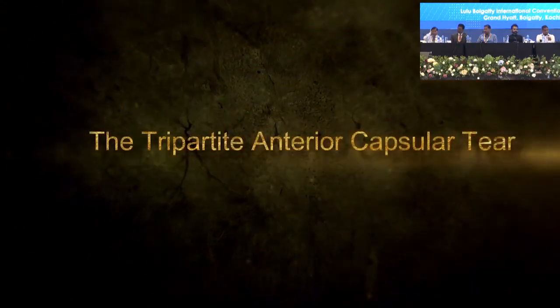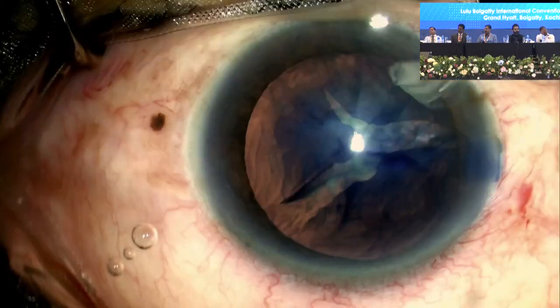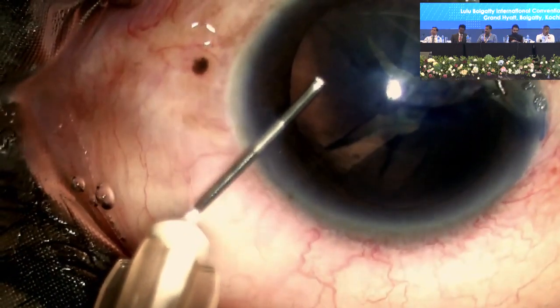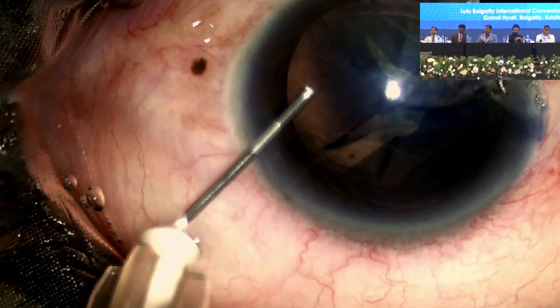In this next case, the surgeon had an accidental injury to the anterior capsule, resulting in what you can see, a tripartite tear in the anterior capsule. Please note that at the 2 and the 5 o'clock position, it doesn't seem to have extended to the periphery. Let's see how we manage this case.